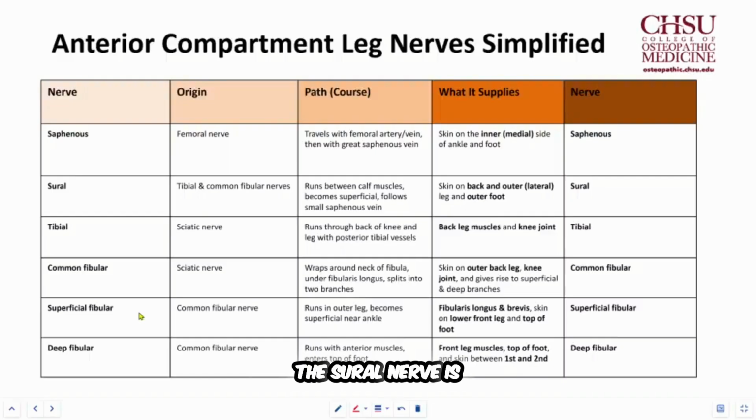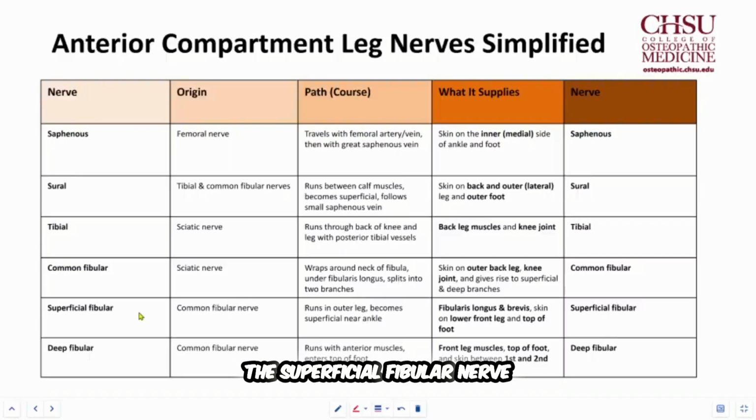The sural nerve is going to originate from the tibial and common fibular nerves, and it runs between the calf muscles, and it supplies the skin on the back and outer lateral parts of the foot and leg. The tibial is a branch off of the sciatic nerve, runs through the back of the knee and goes to the back muscles of the knee joint. The common fibular nerve, part of the sciatic, wraps around the neck of the fibula and the fibularis longus, and it supplies the skin on the back of the leg, the knee joint.